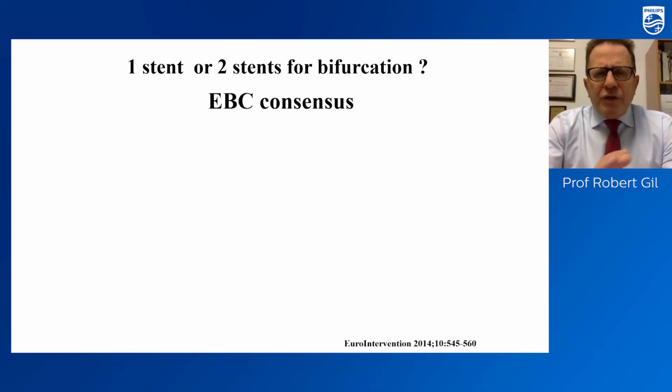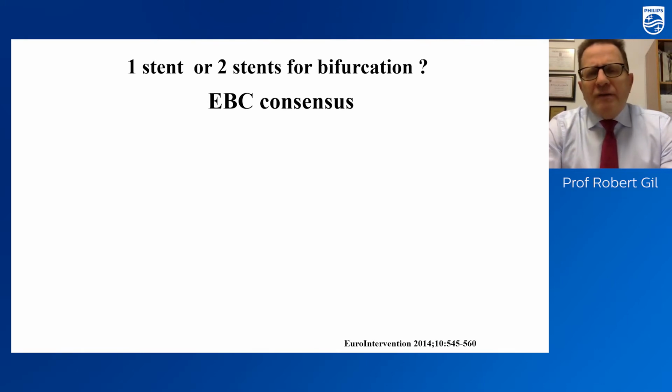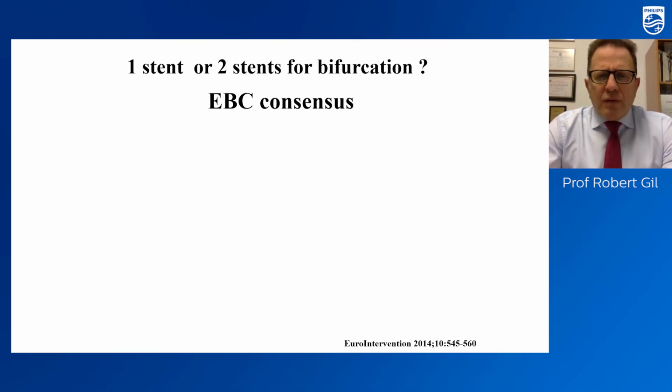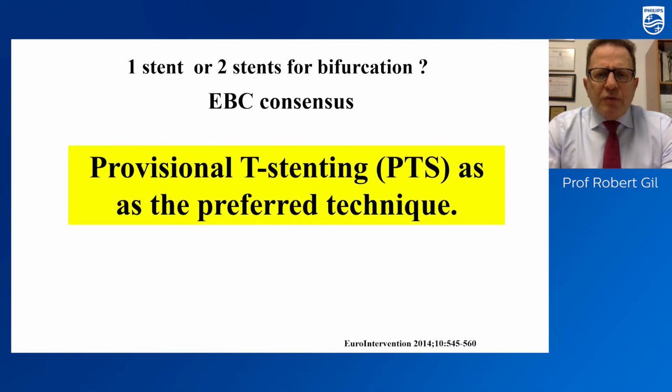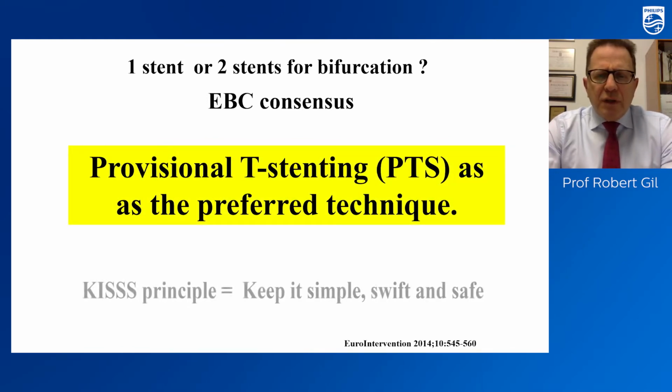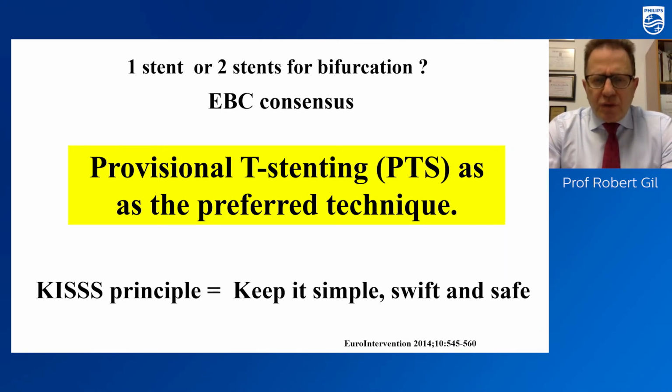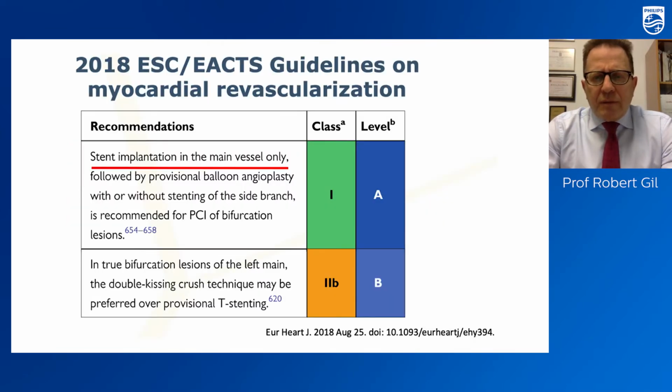However, in general, drug-eluting stent is the best device, the best weapon against coronary bifurcation. So there's still ongoing debate, one or two stents for bifurcation. As a European bifurcation consensus, provisional T-stenting is the preferred technique. And using this technique, we should keep this kind of principle, KISS: as simple, swift and safe as possible when performing coronary bifurcations.